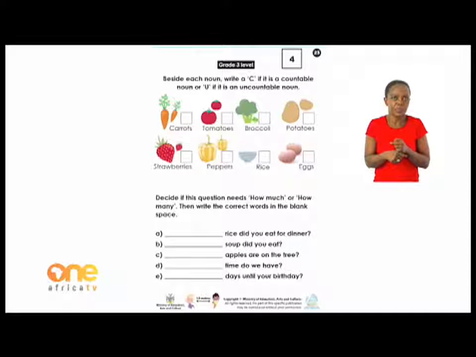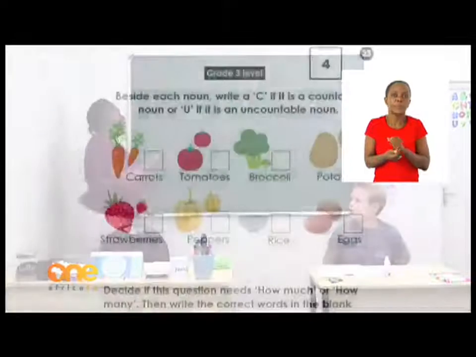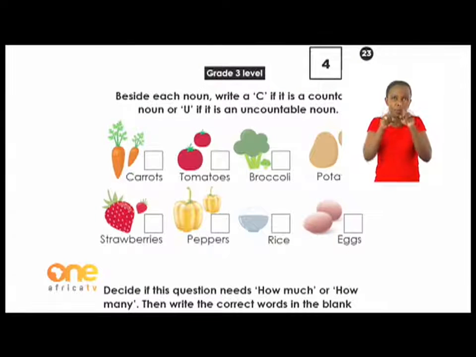I have some pictures there. The first picture has got carrots. Is it a countable noun or uncountable noun? Yes, very good. It is a countable noun. So we are going to write a C beside the word carrots. You're going to write your C in the box like that. And then let's look for another noun that is there, tomatoes. Are they countable or uncountable nouns? They are countable. Very good. So you're going to write a C again on countable nouns.